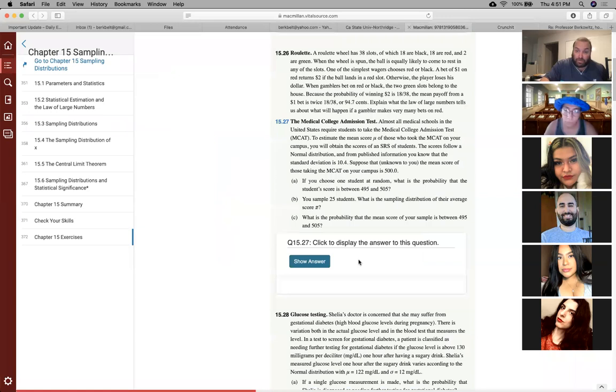Now, part B, you chose to sample 25 students. What's the probability that the mean score is between 495 and 505 now? We still want to go from 495 to 505, but now we're not interested in one at a time. Now we're interested in 25 at a time. So how do I calculate that one?